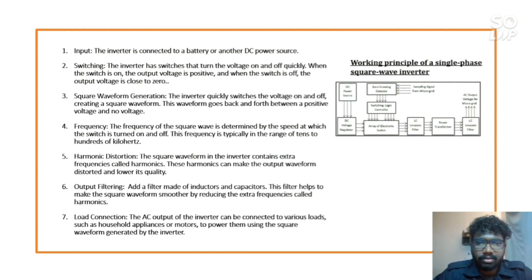And then the frequency of the square wave is determined by the speed at which the switch is turned on and off. This frequency is typically in the range of tens to hundreds of kilohertz. And then there is harmonic distortion. The square waveform in the inverter contains extra frequencies called harmonics. These harmonics can make the output waveform distorted and lower its quality. Another one is output filtering. Add a filter made out of inductors and capacitors. This filter helps to make the square waveform smoother by reducing the extra frequencies called harmonics, which is called a low pass filter. And the last one is the load connection.